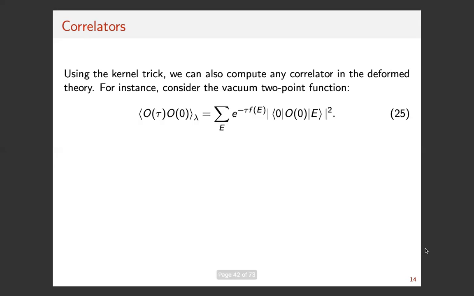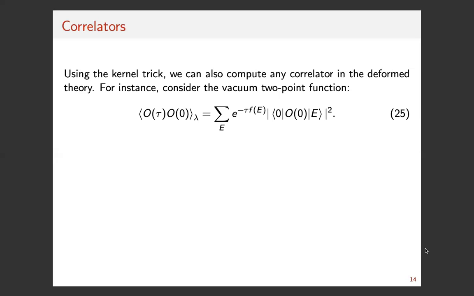In the deformed theory, consider a two-point function of two operators O. This should not be confused with the operator O that I had written down earlier. This is just some generic operator that doesn't depend on lambda in any way. Then this two-point function in the deformed theory will take the form in equation 25.